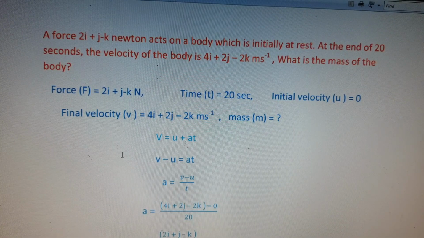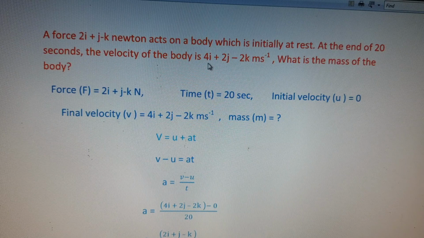The important 4 marks question. The problem: a force 2i plus j minus k Newton acts on a body which is initially at rest. At the end of 20 seconds, the velocity of the body is 4i plus 2j minus 2k meter per second. So what is the mass of the body?